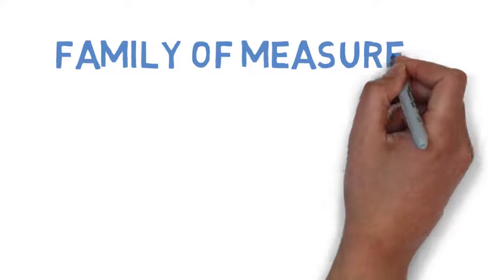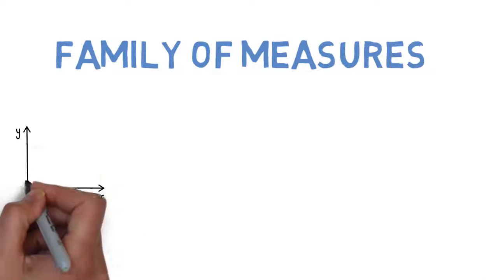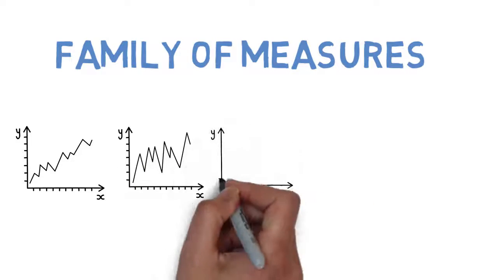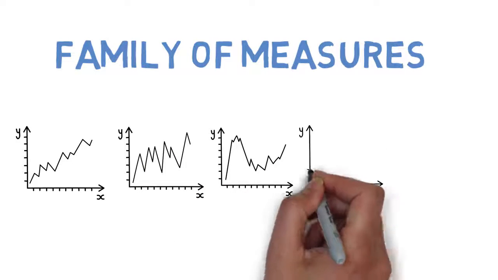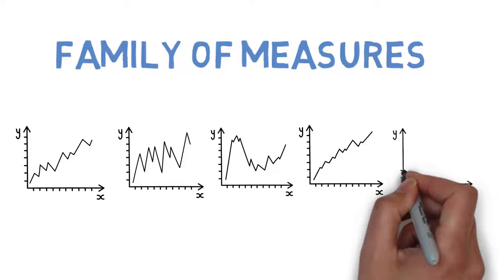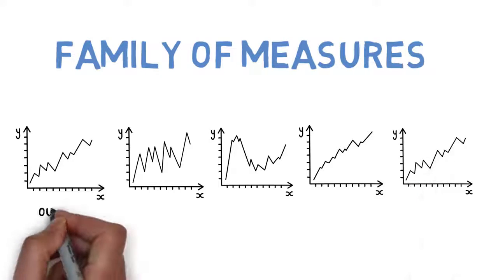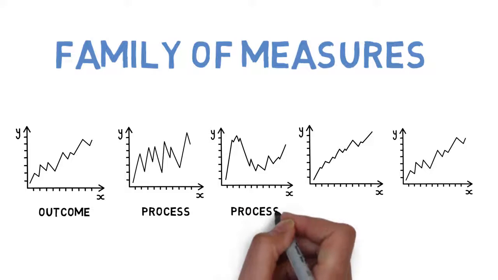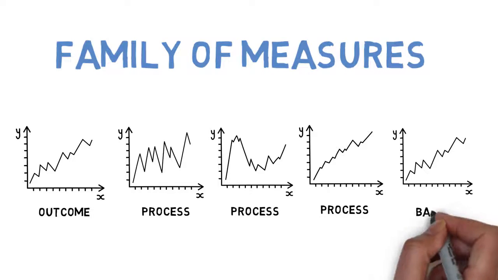These multiple measures are called a family of measures and usually include a set of 3 to 8 balanced measures that help us understand the impact of our improvement work on the system. The family of measures is called balanced because it includes 3 different types of measures: outcome measures, process measures, and balancing measures.